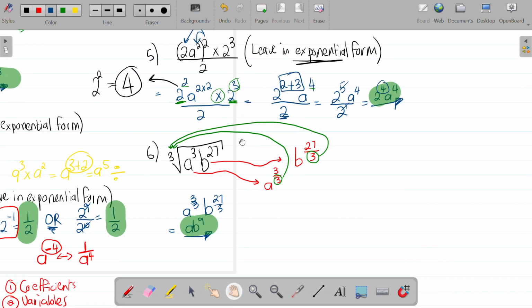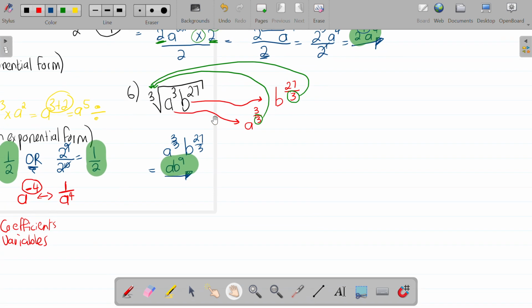Okay, right, let's have a look at my last one, number 6. This one is very interesting because this is a different rule, and we need to know how to apply this. So let's have a look at this question. It says, remember the cube root, that's very important, the cube root of a cubed and b to the 27.